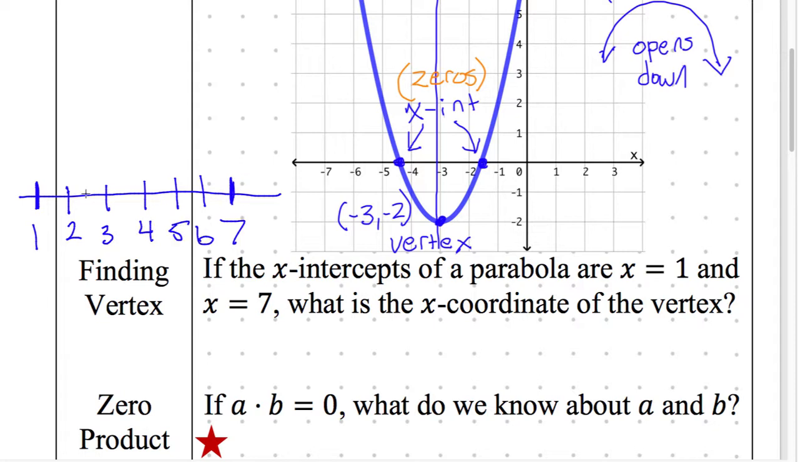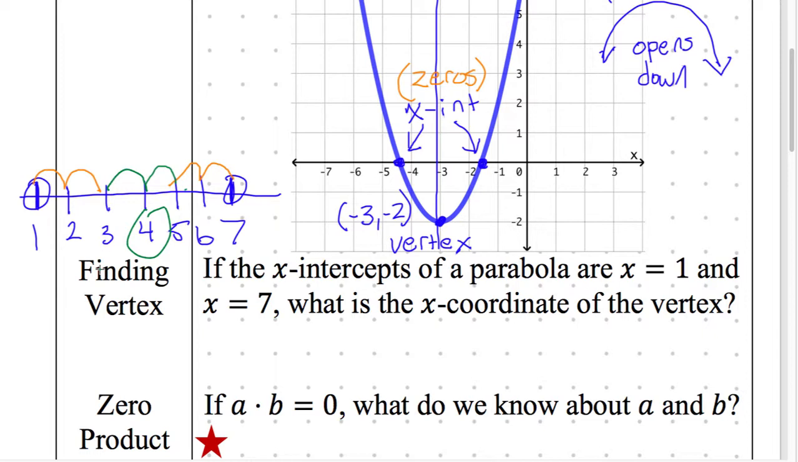If I start at 1 and 7, so I'm going to put starting points here and here. If I jump in twice, 1, 2, 1, 2, I get really close. And then if I jump in one more time on each side, you see that the exact middle is 4. 4 is halfway in between 1 and 7. So you can kind of just eyeball it.